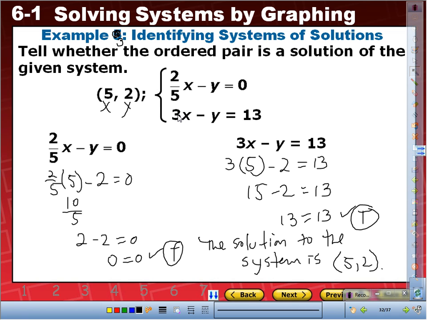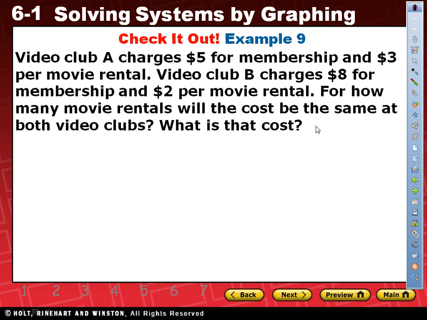And the last thing, the book's also going to give you a word problem. I want you to look at it and see if you can set it up. Check this out. Before you go, pay attention, please. Focus. Everybody look up, please. They're going to give you something like this.